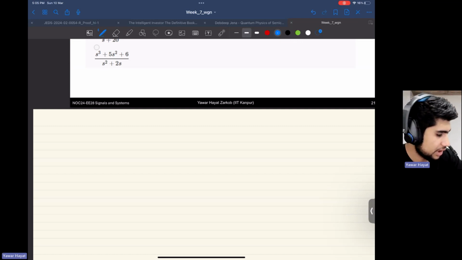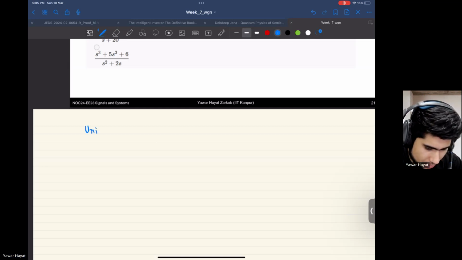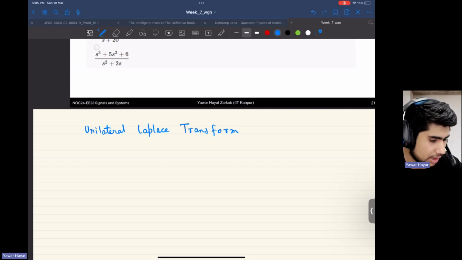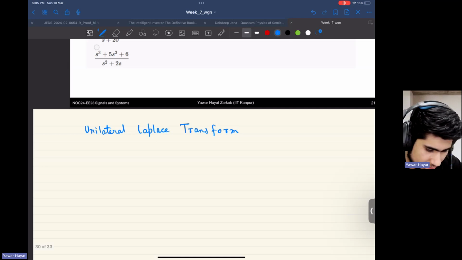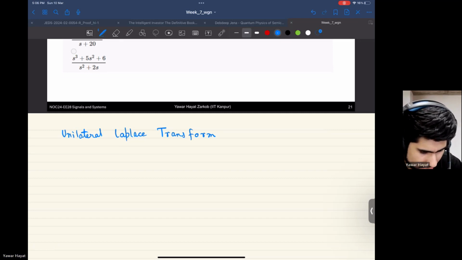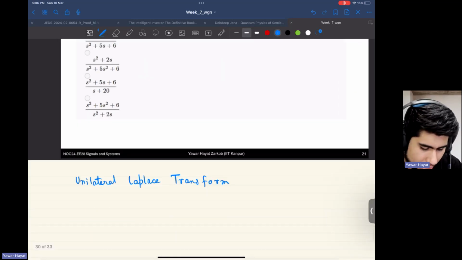We'll be using the unilateral Laplace transform for this one. The unilateral Laplace transform is especially useful for analyzing systems that are described by linear constant coefficient differential equations which have non-zero initial conditions. This transform finds use cases for such kinds of problems. In this case, we have initial conditions as 0 anyway.